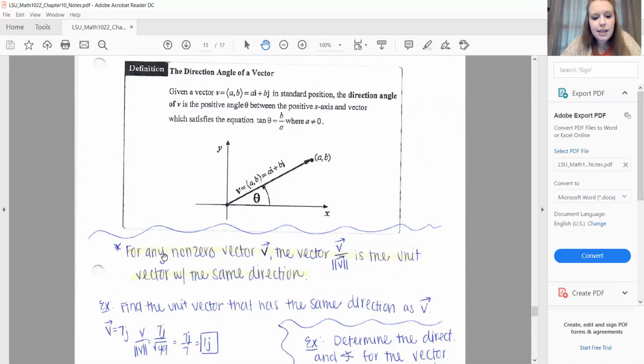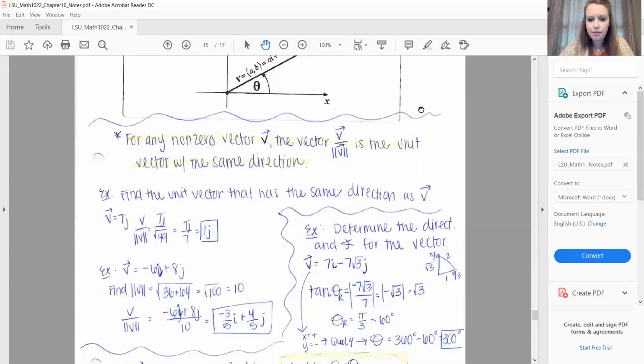Okay, so I wrote this in here because it was a reading assessment and I didn't see it spelled out in the notes. So for any non-zero vector, the vector V divided by the magnitude is the unit vector. So first thing you're going to have to do is find some unit vectors, which I think is actually a previous objective, but a unit vector is anytime it equals 1, and you'll see that right here.